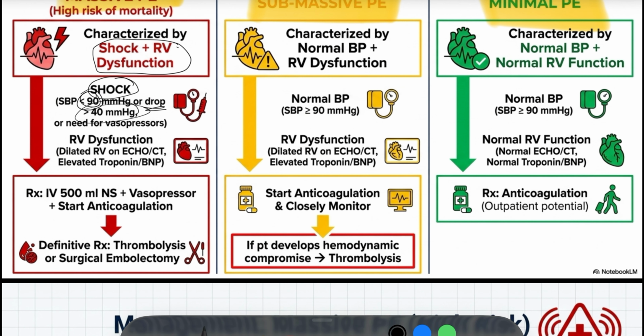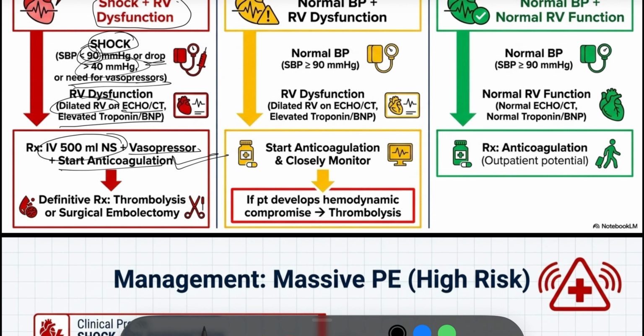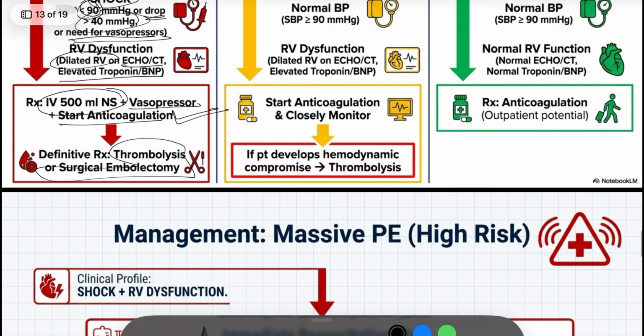So what is the management? We have to give 500 ml NS with vasopressor, plus anticoagulant is a must. Since there is a clot, you have to degrade it. After giving this much, the patient will be stabilized for the present time. Then you can go for a definitive treatment like thrombolysis or surgical embolectomy.